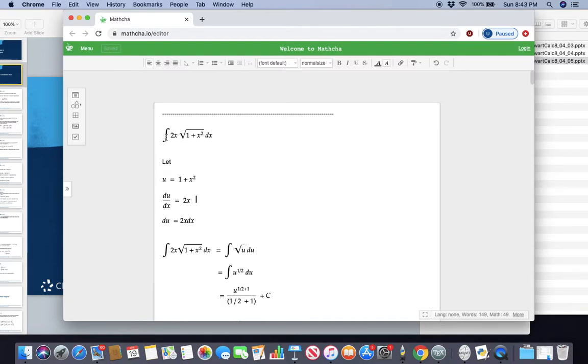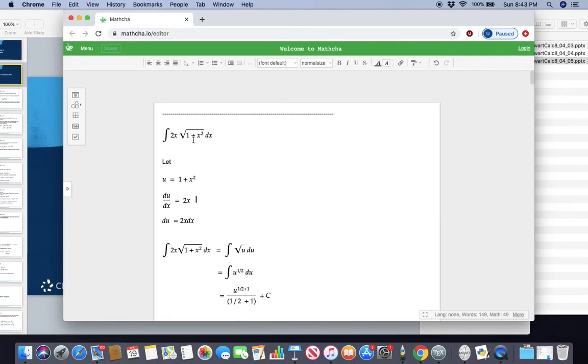Suppose you want to find the integral of 2x square root of 1 plus x squared dx, right? So this is an indefinite integral. We don't have any immediate formula that could be applied. But one thing to notice, 2x is the derivative of 1 plus x squared. Okay, that's one thing to note. Something is the derivative of something else. So let's play with that.